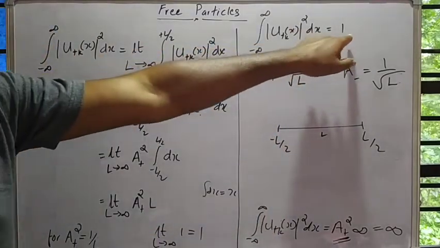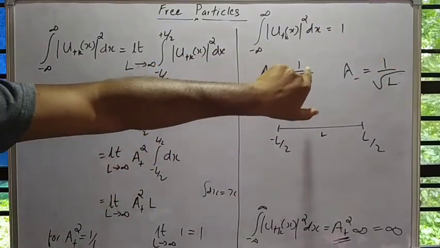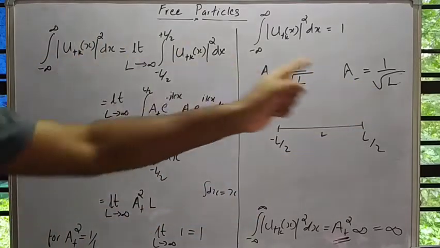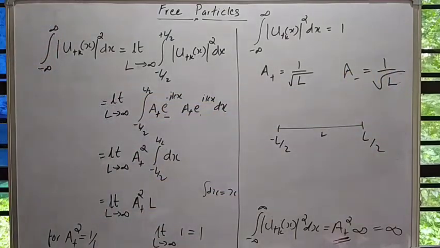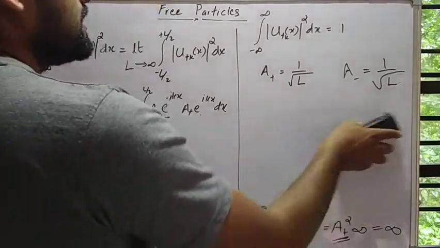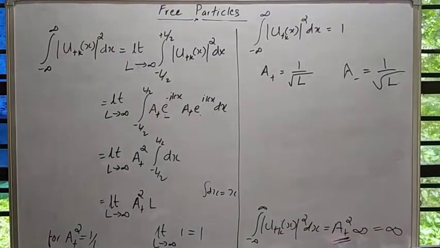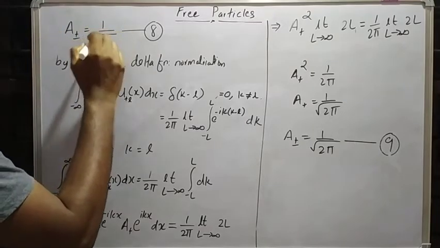The maximum probability is equal to 1. For the value a plus is equal to 1 over under root L, and if we are considering another wave function u minus k, we will get a minus is equal to 1 over under root L. So we managed this problem by considering this particle in a box of length L which extends to infinity, and we are compromising a bit. So generally we can write a plus or minus equal to 1 over under root L.